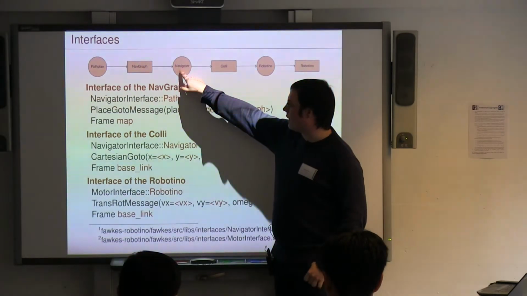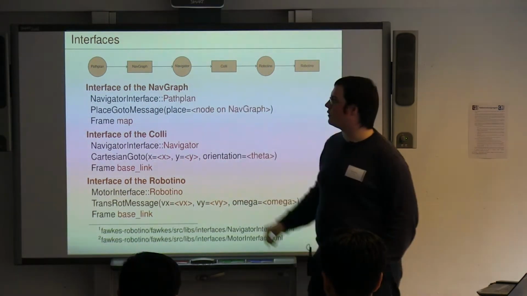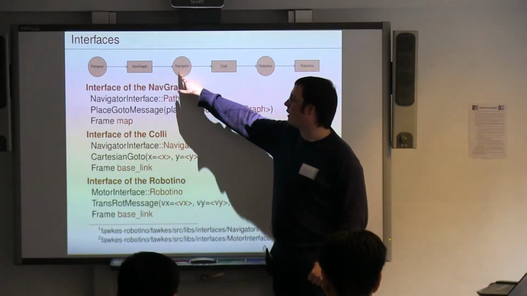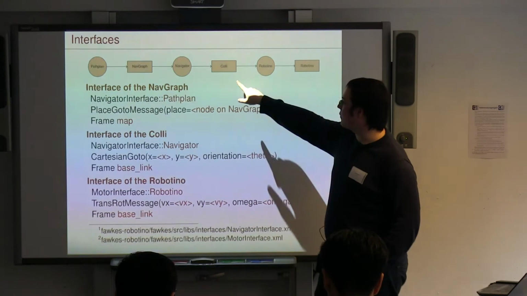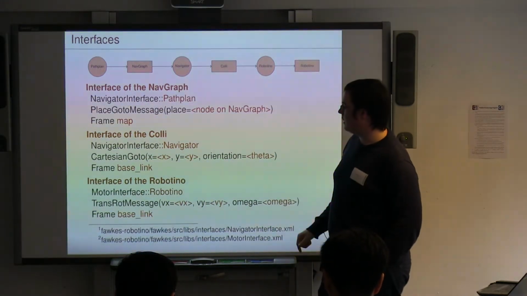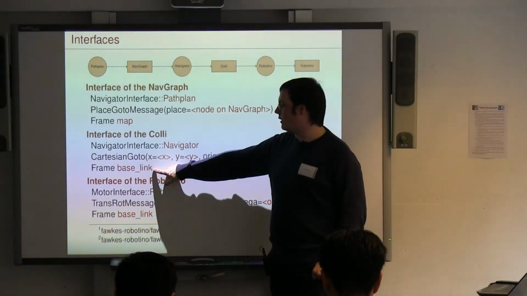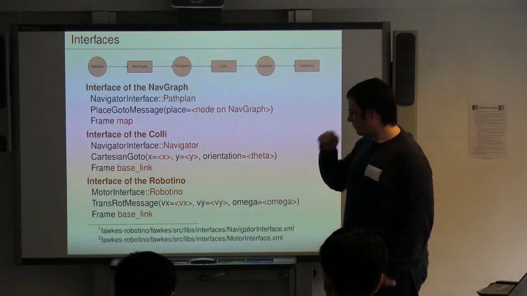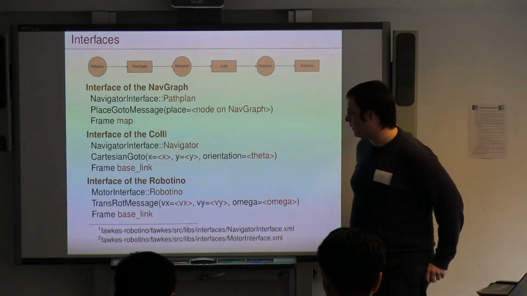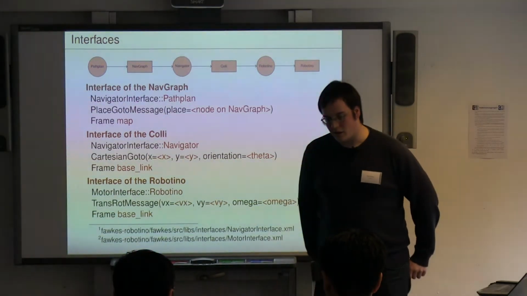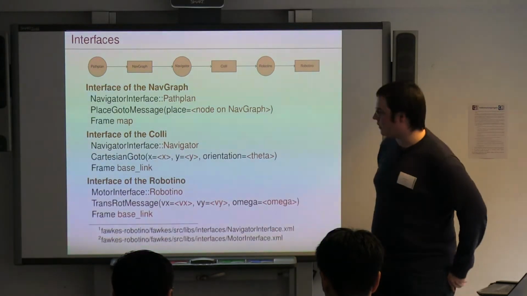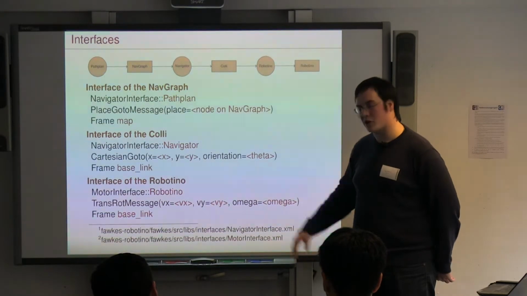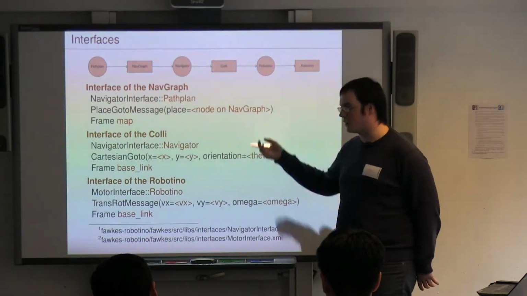Then you have the navigator interface, which is the collie. If you send a message here, you don't use the nav graph to plan it. Then you directly try to fulfill this plan with the collie and then with the Robotino. This is in a base link frame, so you get a Cartesian go-to message, typically with x, y, and theta. And this means if you send, for example, x equals 1 as a message, then the robot drives 1 meter forward, because it's in the base link frame.